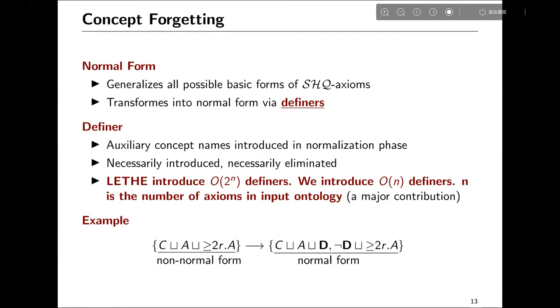We transform the input ontology into normal form by introducing definers. Definers are auxiliary concept names introduced in the normalization phase. All definers will be eliminated finally. Our method introduces the definers in polynomial time, but Lissy introduces definers in exponential time. So our method has an algorithmic ascendancy over Lissy for concept forgetting.